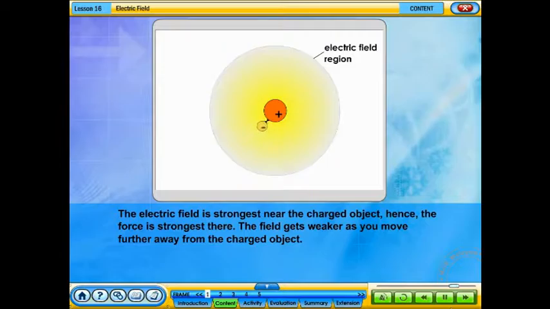The electric field is strongest near the charged object, hence the force is strongest there. The field gets weaker as you move further away from the charged object. That is why the bits of paper which are far away from the comb are not attracted to it.